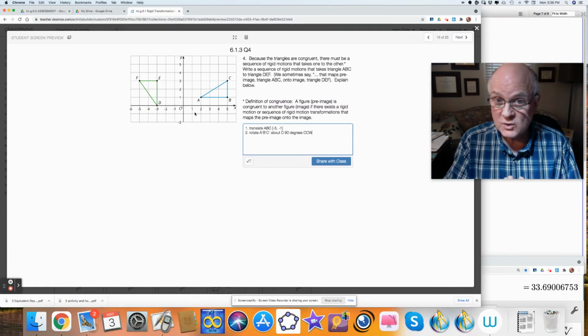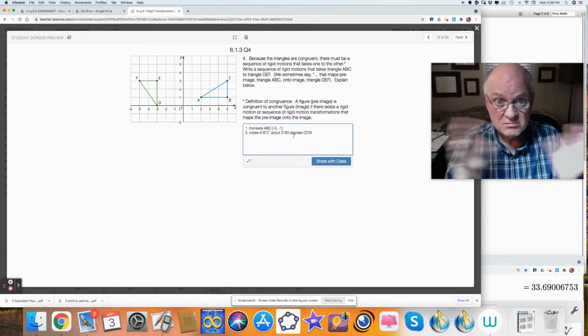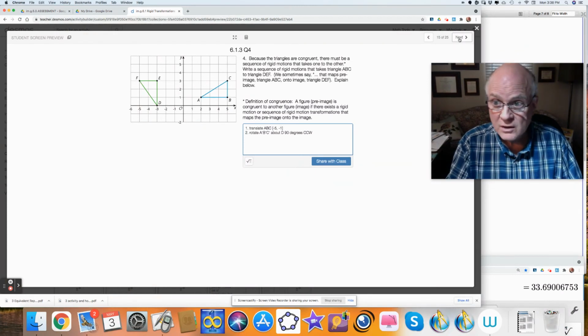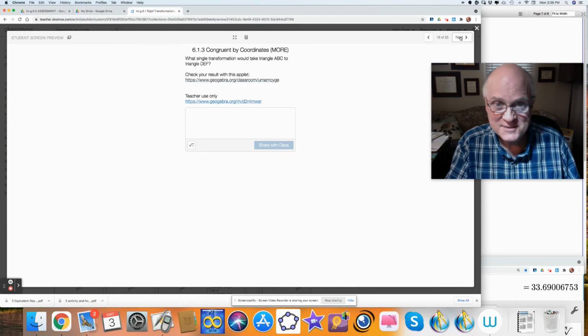We know that they're congruent because of CPCTC and because of the side-side-side triangle congruence theorem. So we can map the one onto the other using a finite set of rigid transformations. Translate, rotate, done. Okay. Let's see what else have we got in this lesson. A single transformation would do it, and you can try this on your own. I could show you, but if you're interested, I'll show you after class sometime.